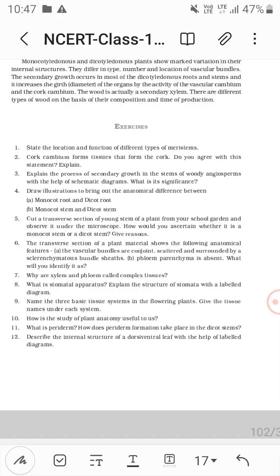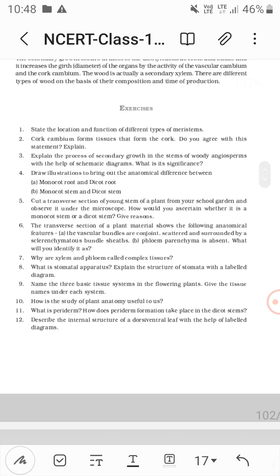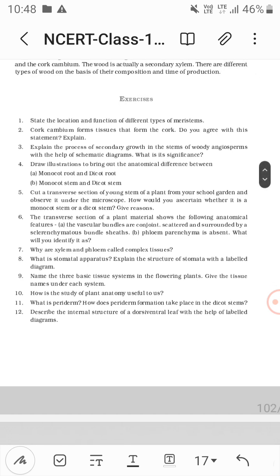State the location and function of different types of meristems. Cork cambium forms tissue that form the cork. Do we agree with this statement? Explain the process of secondary growth. Draw illustration to bring out the anatomical difference between monocot root, dicot root, monocot stem, dicot stem.